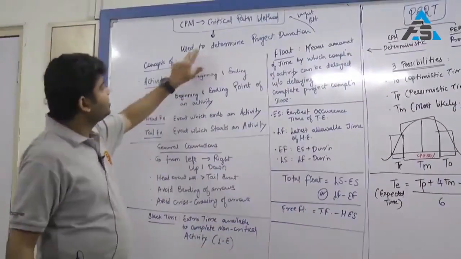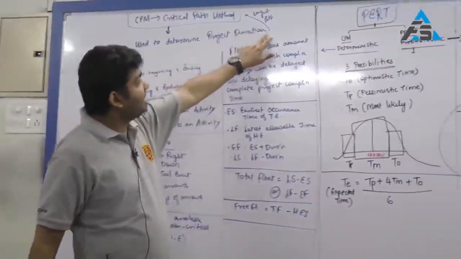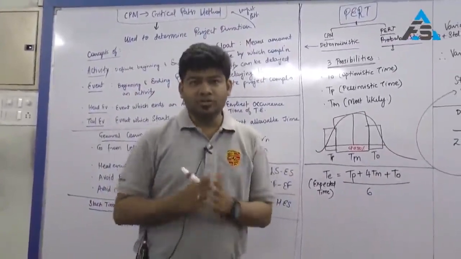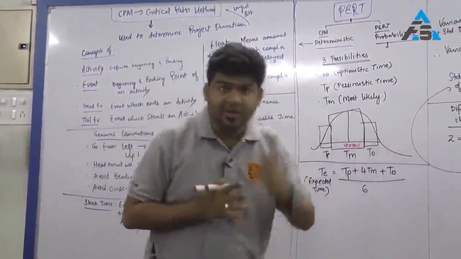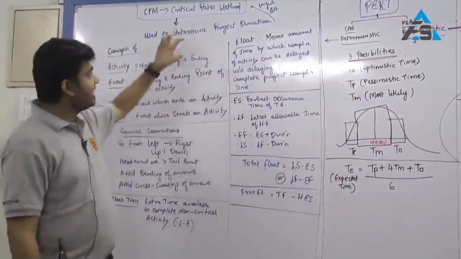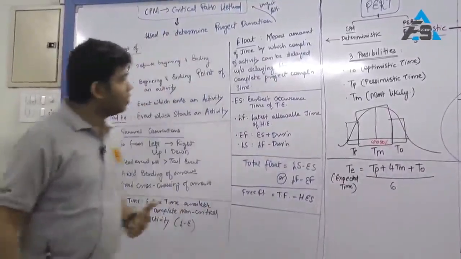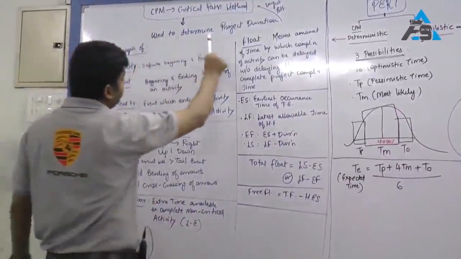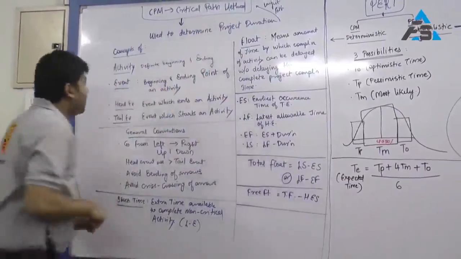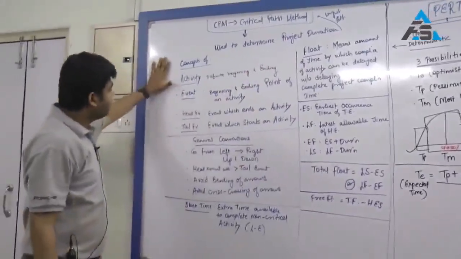What is critical path? It is used to determine the project duration and it is the longest path of the project. As you know, this is a quick revision session, hardly going to take 15 minutes to explain the whole CPM PERT. So in terms of diagrams, please practice on your own. So CPM PERT determines the project duration, the longest path called the critical path.